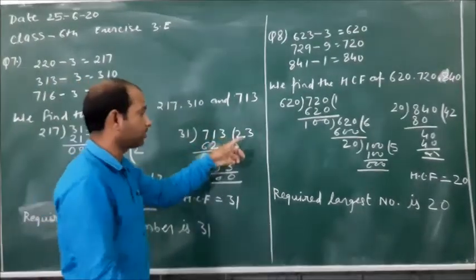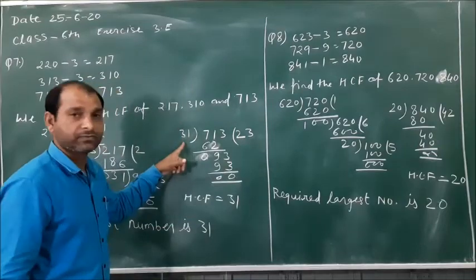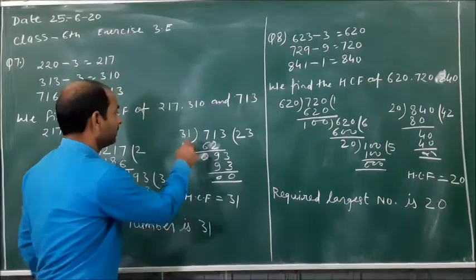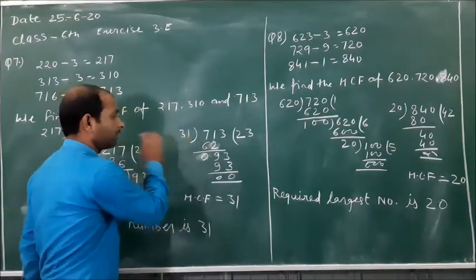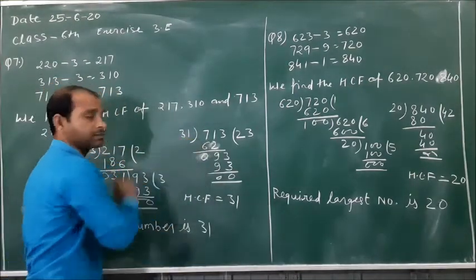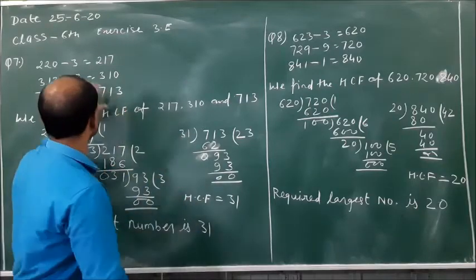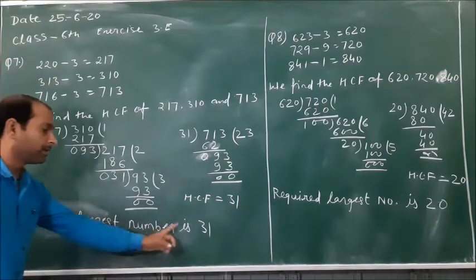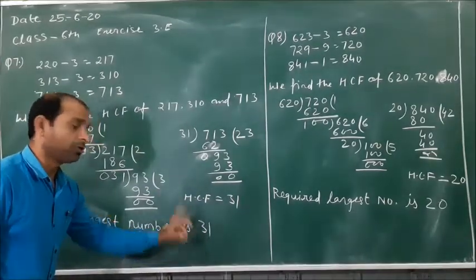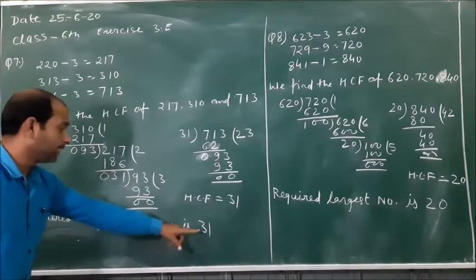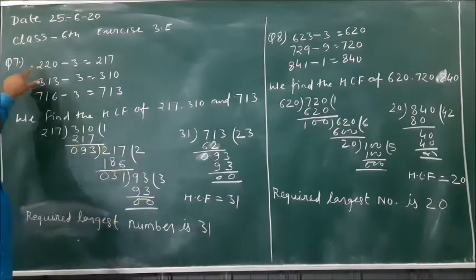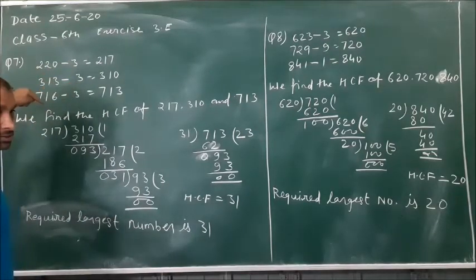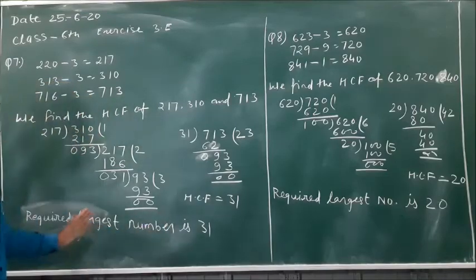This is your quotient, but this is the HCF. The divisor is the HCF, when we read the last table with any number, that means 31. So the HCF of these three numbers is 31, which means the required largest number is 31. This is your answer. When we divide these numbers by 31, we find the remainder 3 in each case. Now this question is completed.